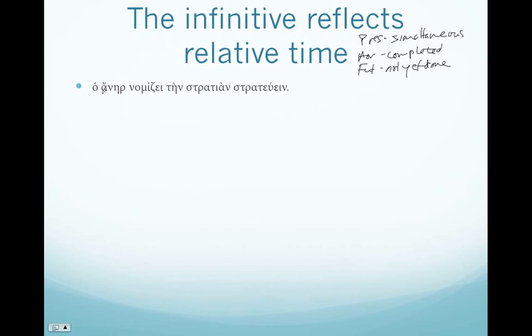So in this first sentence, ho aner nomidzei ten stratian strateuein, our main verb is present tense. We've got a present infinitive. Remember, present is simultaneous. So the man thinks that the army is marching. These two actions, the thinking and the marching, are taking place at the same time.